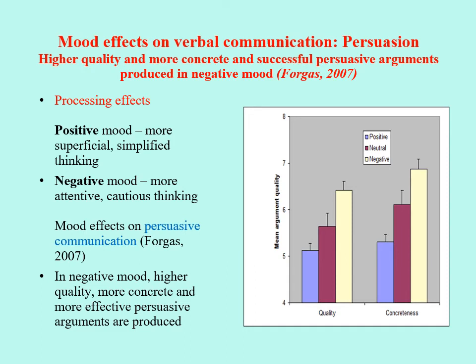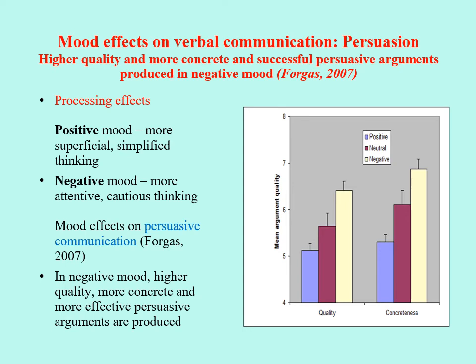verbal communication strategies. In one experiment published in 2007, we asked happy or sad participants to produce persuasive messages, trying to convince another person of a particular idea or attitude. We then analyzed the quality and the concreteness of the persuasive messages, the verbal messages they produced. And the results showed that in a negative mood, communicators used more polite and more elaborate request forms, both when the situation was easy and difficult.